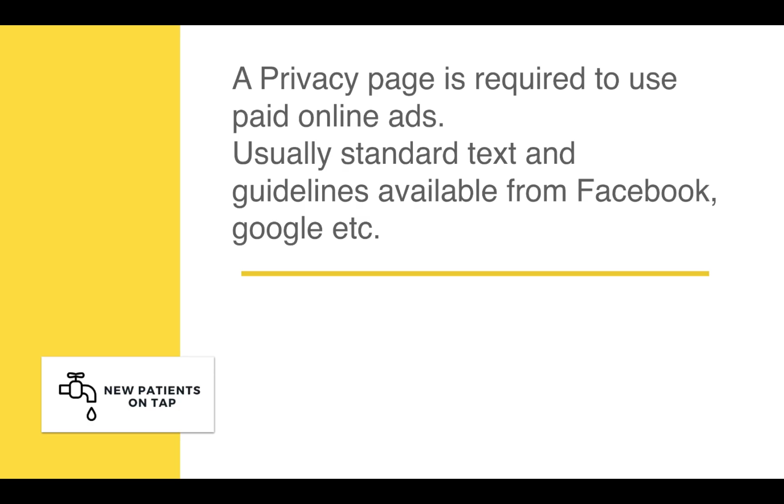So then what we're also going to be needing, remember, is a privacy page. And this is a requirement if you want to use online ads. It's usually fairly standard text, and there are guidelines available from Facebook and Google, and these guidelines do change. So every once in a while, every 6 or 12 months, it's best that you go and search what they are looking for at that time.